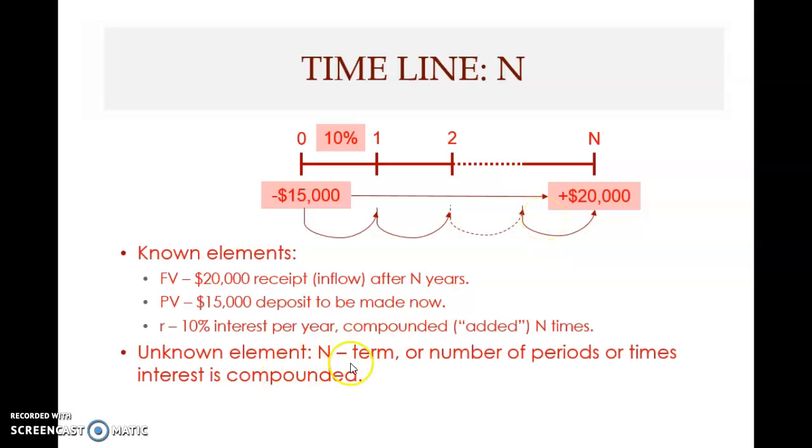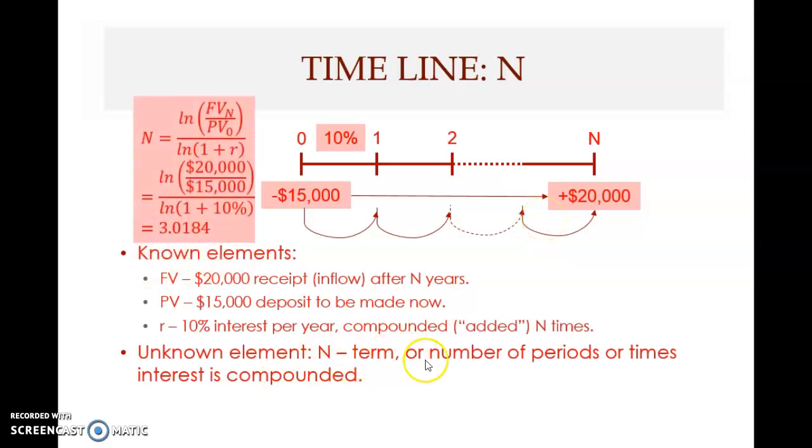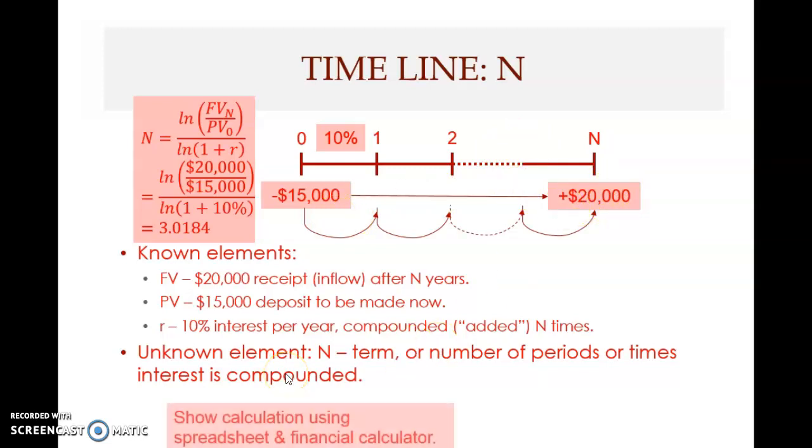So the unknown element is the n term. N, or term, is the number of periods or times interest is compounded, and you solve this using the formula. You get that this is more than 3. So 3 is somewhere here. Let's say it is slightly more than 3 years, then you get 20,000. So that's the answer.